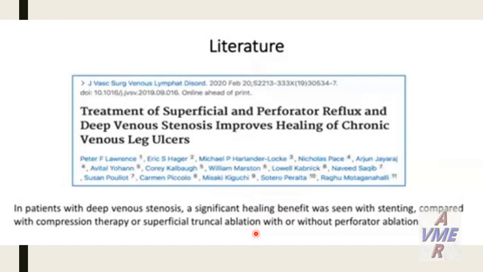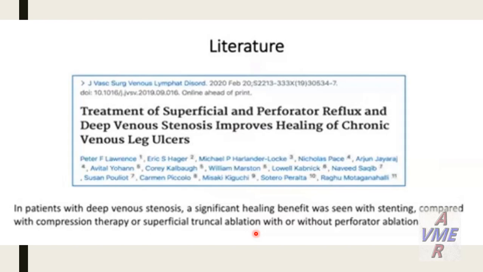Literature. Treatment of the superficial and perforator reflux and deep venous stenosis improves healing of chronic venous leg ulcers. In patients with deep venous stenosis, significant healing benefit was seen with stenting compared with compression therapy or superficial truncal ablation with or without perforator ablation. That means he preferred to treat and correct the deep venous obstruction first.